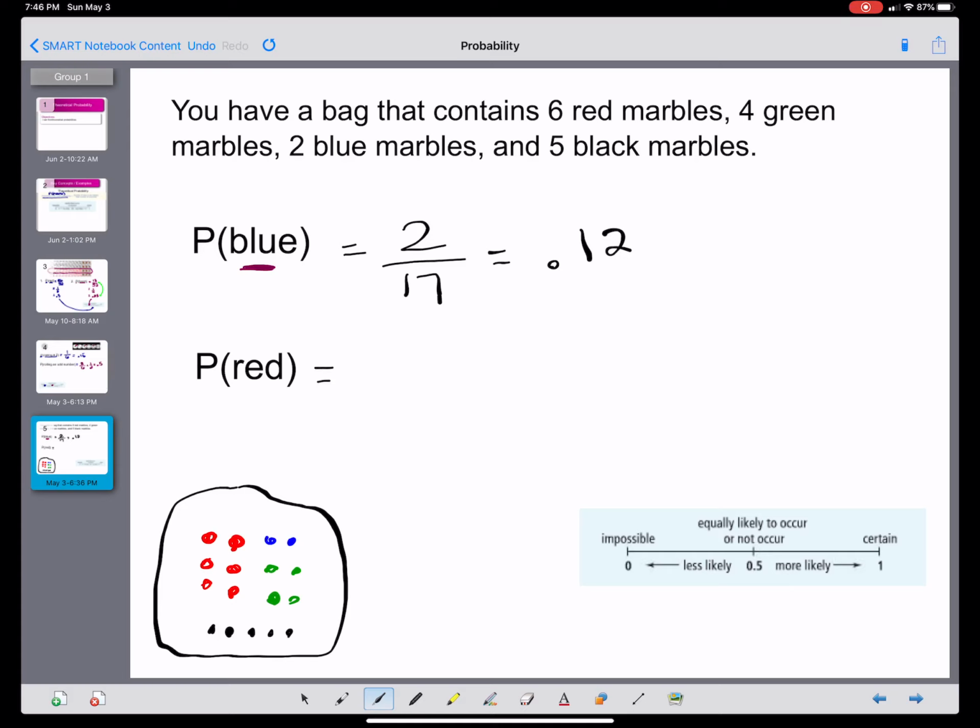Now, let's take a look at the red. What's the probability of pulling out a red? How many reds are there? There are 1, 2, 3, 4, 5, 6 red. And how many marbles are there in total? There is 17. So 6 divided by 17 gives me 0.35. If we compare this, we're more likely to pull out a red than a blue, because remember, 0.35 is closer to 1 than 0.12.